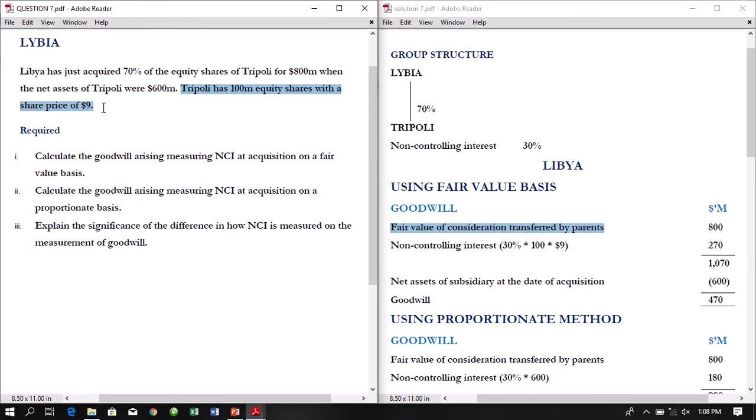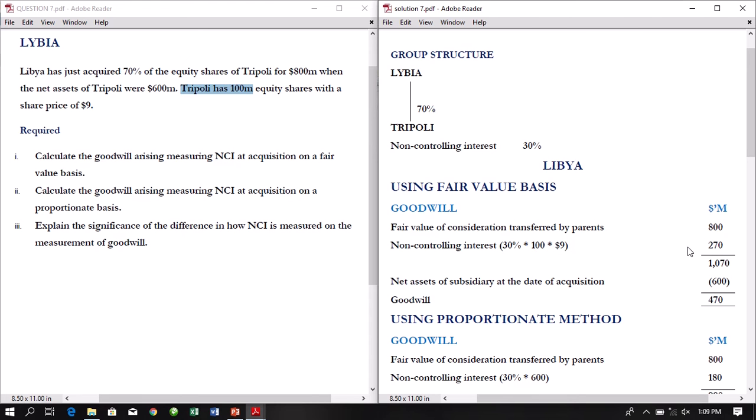belong to non-controlling interest. Look here, if the total shares in Tripoli is 100 million, and from our group structure we say that non-controlling interest own 30% of that equity, which means out of 100, NCI own 30%. So in this case we can say that they own 30 million of those shares. Now if you want to measure using fair value, how much can we sell it in an active market? Currently in the market, the share price of the subsidiary is $9. So multiply by $9 gives us 270.